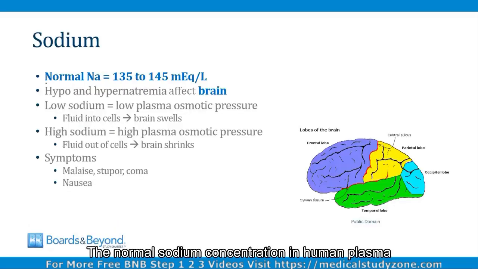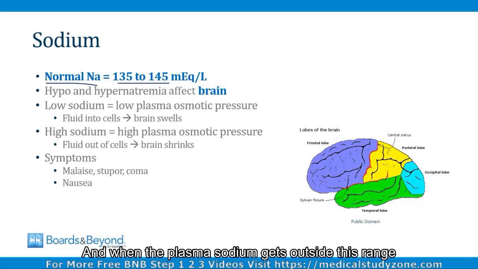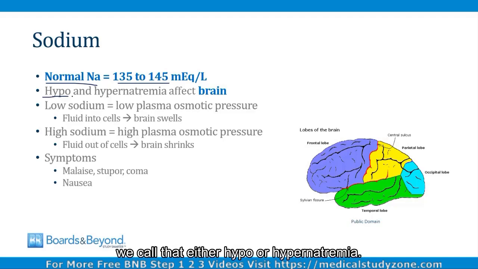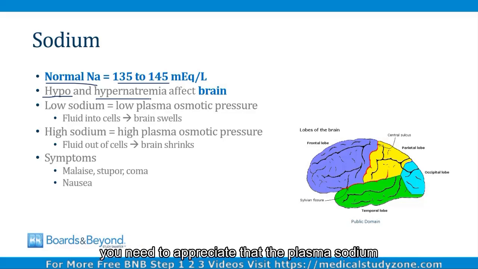The normal sodium concentration in human plasma is between 135 and 145 milliequivalents per liter, and when the plasma sodium gets outside this range we call that either hypo or hypernatremia. And in order to understand the symptoms that patients develop when they have hyper or hyponatremia, you need to appreciate that the plasma sodium concentration has significant effects on the brain.